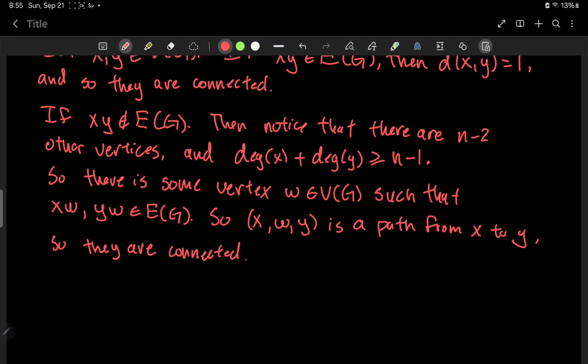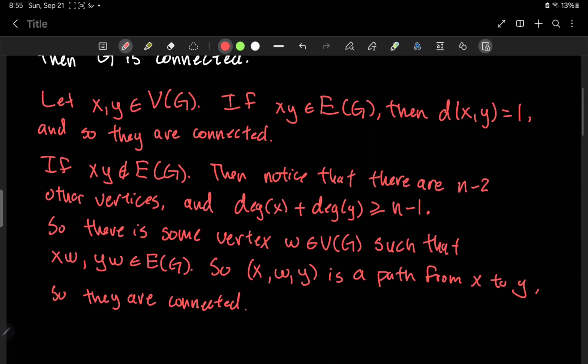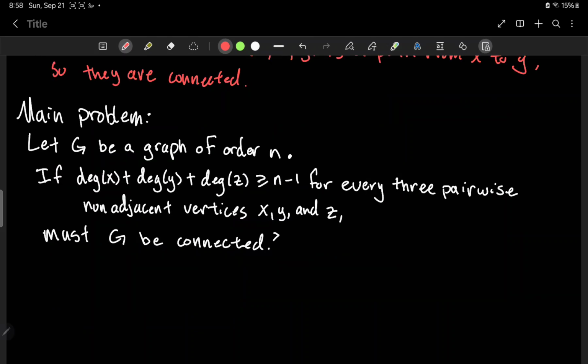And since x and y were an arbitrary pair of vertices from G, and we checked both possible cases where they are either distance 1 or they are not distance 1, we have shown that they are connected by either a distance of 1 or a distance of 2, meaning the entire graph is connected. Now, let's look at our real problem for the day.